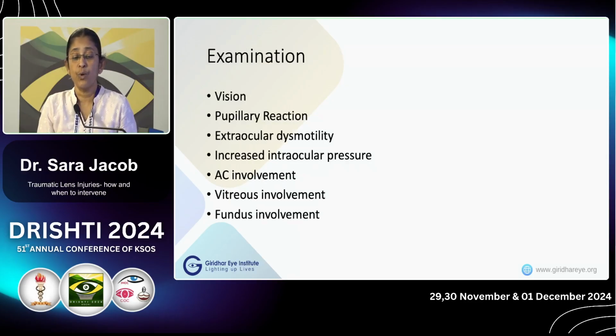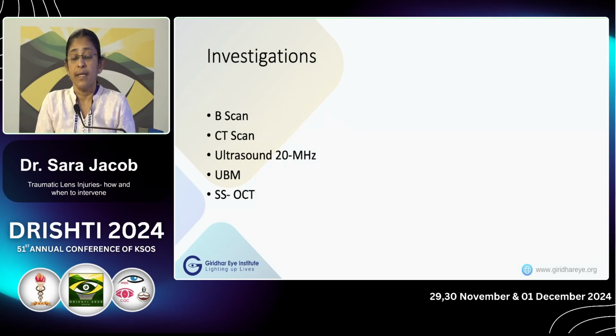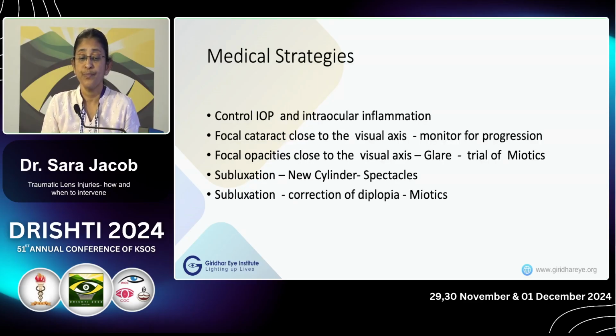Examination should focus on vision, pupillary reaction, and extraocular motility, increased intraocular pressure, AC involvement, vitreous involvement, and fundus involvement. Investigations: B scan when the media is hazy, CT scan to rule out a foreign body when you are suspecting it, and ultrasound, UBM, and swept source OCT may help to assess the status of the posterior capsule.